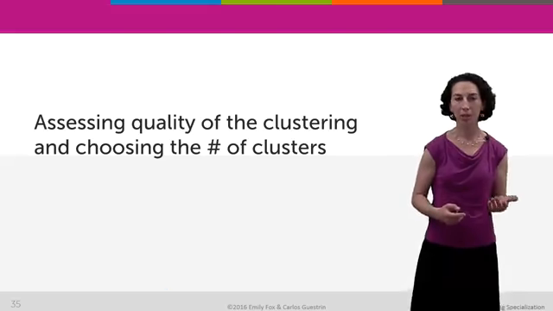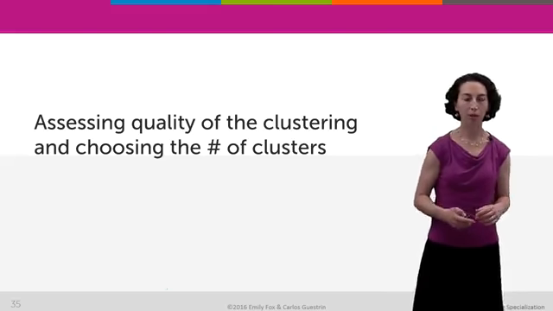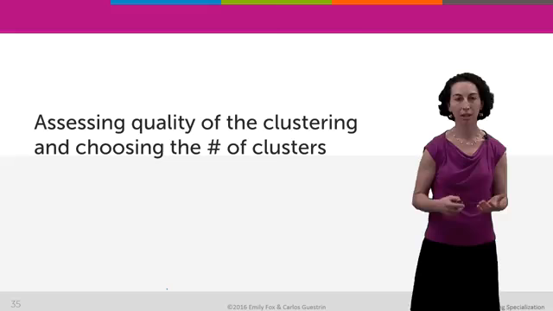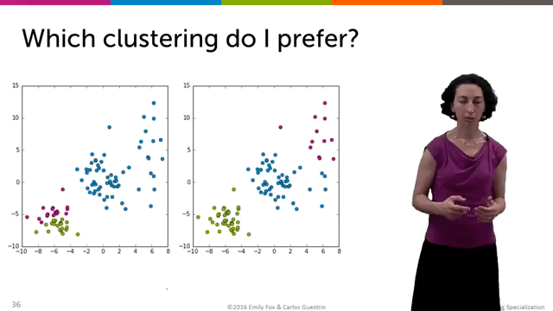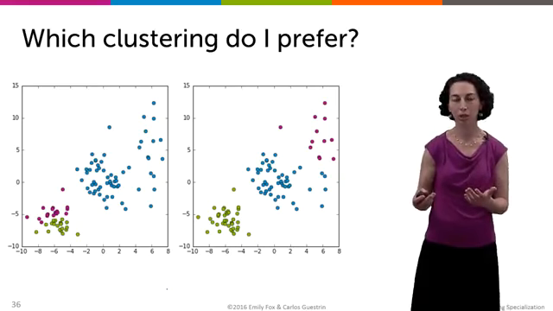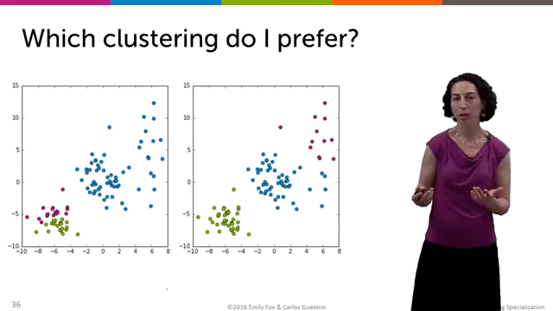So we've talked about the k-means clustering algorithm and then a smart initialization to the algorithm. But now let's turn to assessing how we measure the quality of the clustering and what's a method for choosing the number of clusters. As an example, here are two of the clusterings that we found based on two different initializations of our k-means algorithm. And the question is, which one do I prefer?